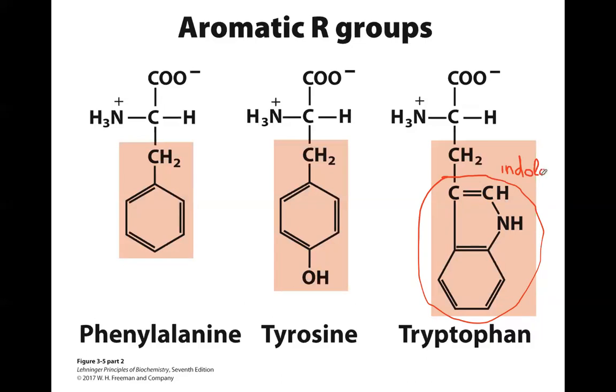It's capable of some beautiful chemistry. And you can see the surface area of indole is significantly larger than that of phenylalanine or tyrosine. So you would use indole in areas where you have a flat hydrophobic pocket that will be occupied by this. And it's also capable of hydrogen bonding. It has an NH. So these are aromatic R groups.